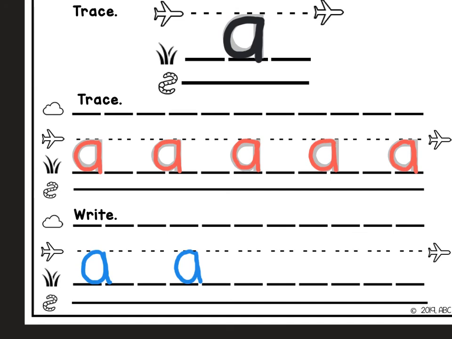Okay, one more. Circle around backwards down to the grass line, back up to the plain line, and a line down to the grass line.